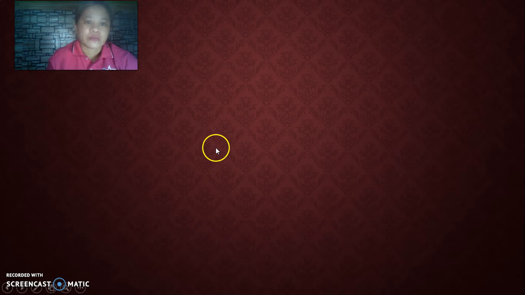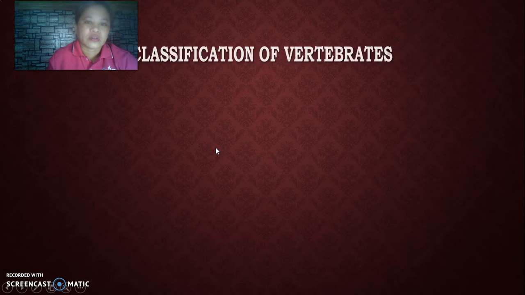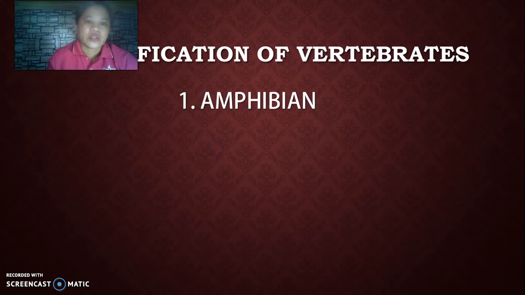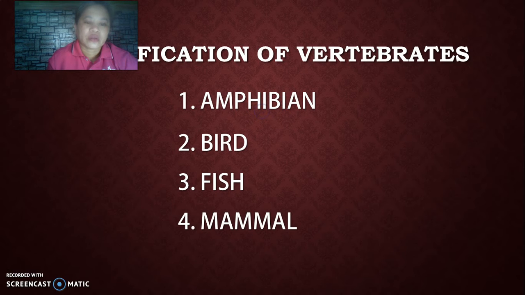Now, vertebrates are classified into 5 groups. First is amphibians, second is bird, third is fish, fourth is mammal, and the last is reptile. Each of these vertebrates has its own characteristics.